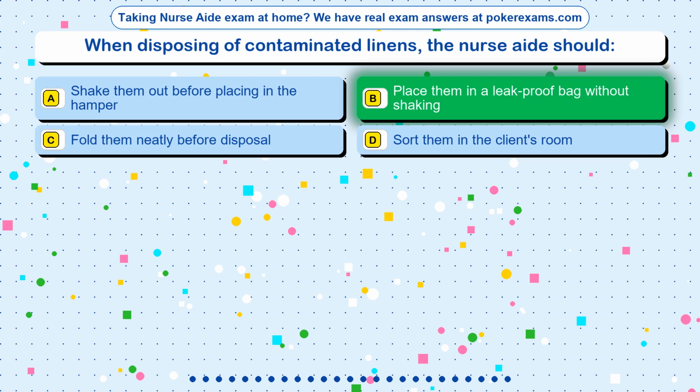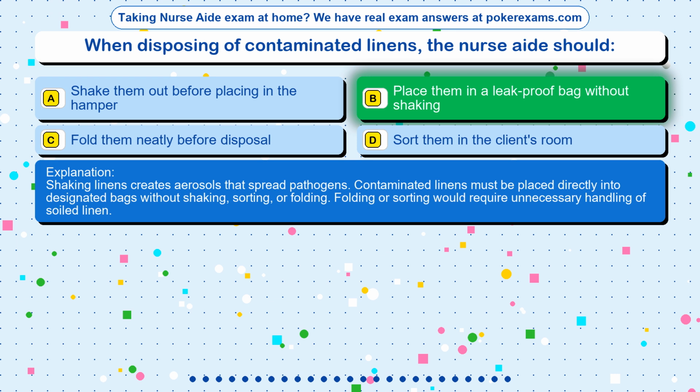The correct answer is option B, place them in a leak-proof bag without shaking. Shaking linens creates aerosols that spread pathogens. Contaminated linens must be placed directly into designated bags without shaking, sorting, or folding. Folding or sorting would require unnecessary handling of soiled linen.